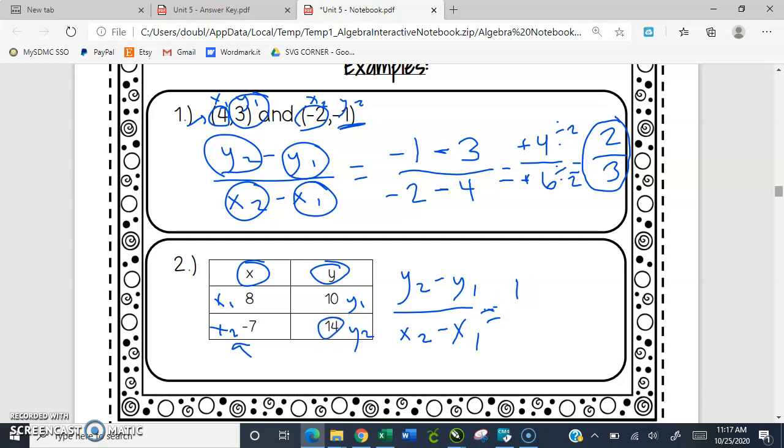So we have 14 minus, and our y1 is 10, over our x2 is negative 7 minus, and our x1 is 8. So it looks like a big number. So let's do the math. And I'm going to go ahead and slide it down here for our answer. So 14 minus 10 is 4.